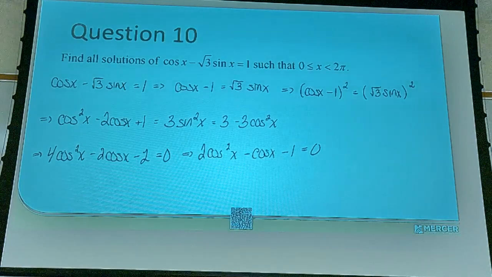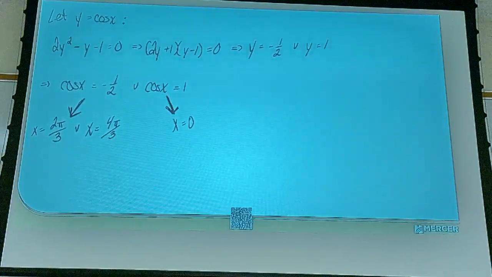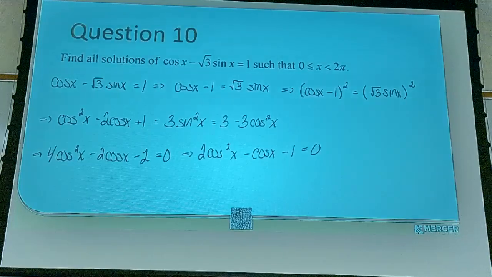Pi over 3. Cosine of pi over 3 is a half. Sine of pi over 3, I'm sorry, why am I doing pi over 3? 2 pi over 3. Cosine of 2 pi over 3 is negative. Sine of 2 pi over 3 is positive. You get negative minus positive, which is negative. You're saying a negative number equals 1, which is nonsense. That means 2 pi over 3 can't be a solution.